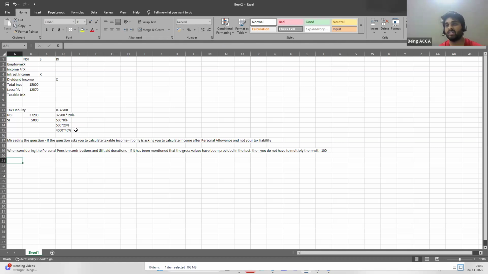And always remember, your personal allowance is affected based on the adjusted net income, and not just your net income. Can you guys tell me what is your adjusted net income and what is net income? How do you calculate adjusted net income? Anyone?